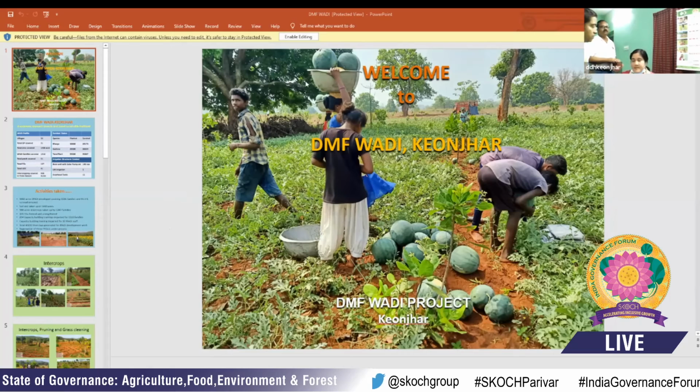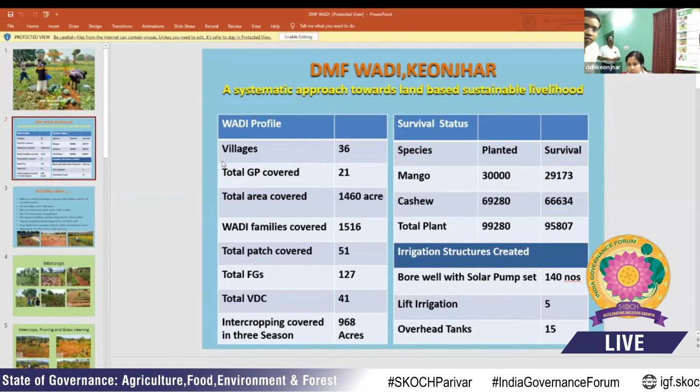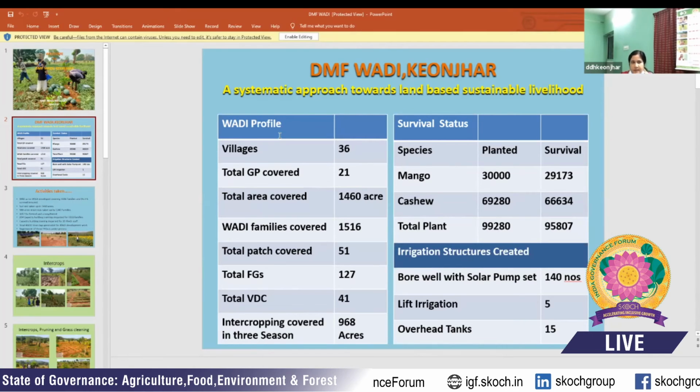So, next slide. More than 85% of the people live in the rural area. Traditionally, these are the tribal and forest dwelling communities who are dependent on subsistence shifting agriculture. Because of the mining and other entrepreneurial reasons, they have been severely affected. So a WADI model has been devised by the Deputy Director Agriculture in Keonjhar.